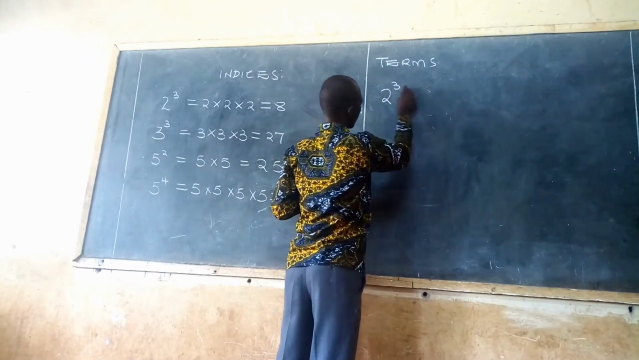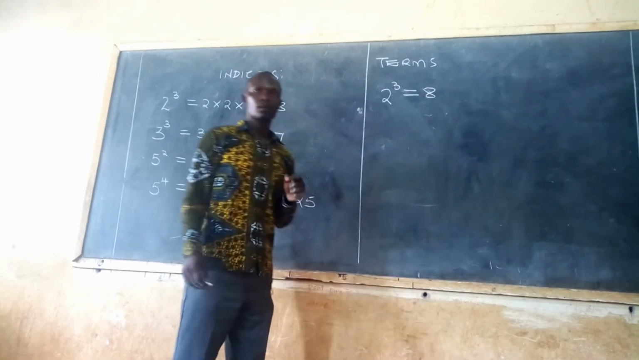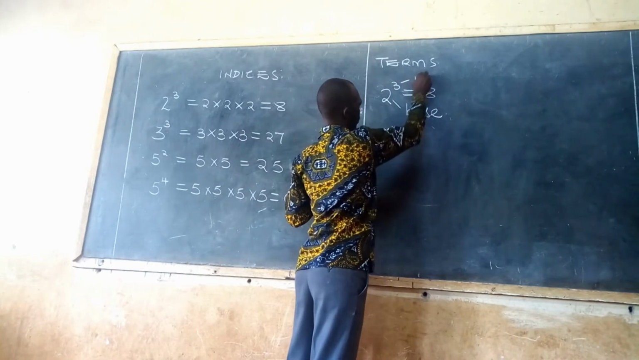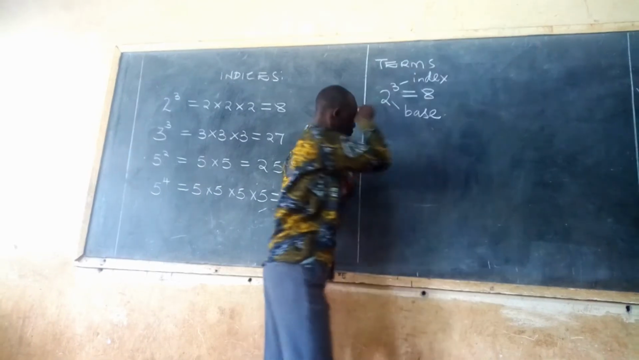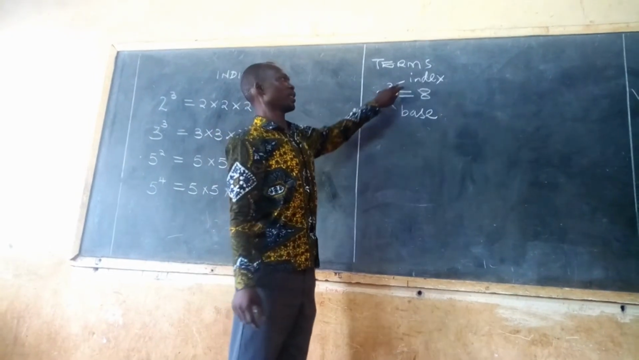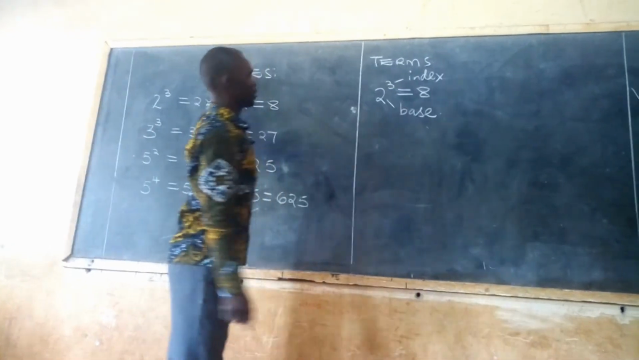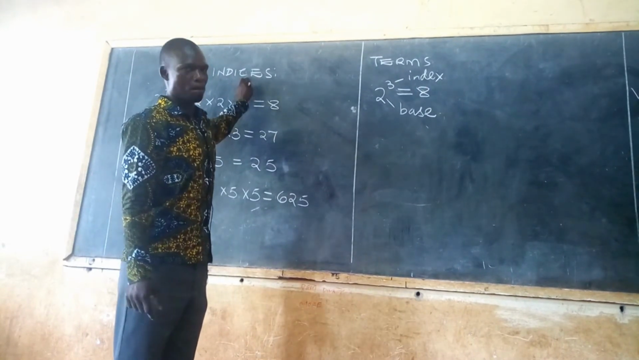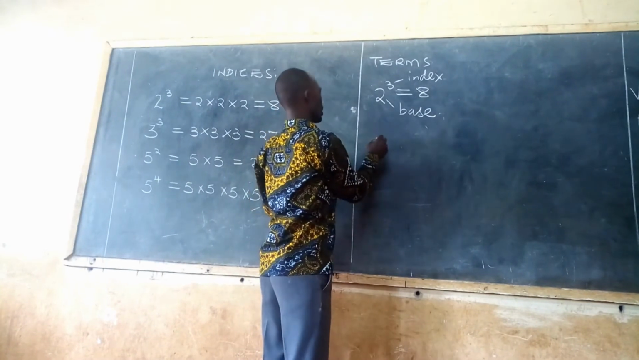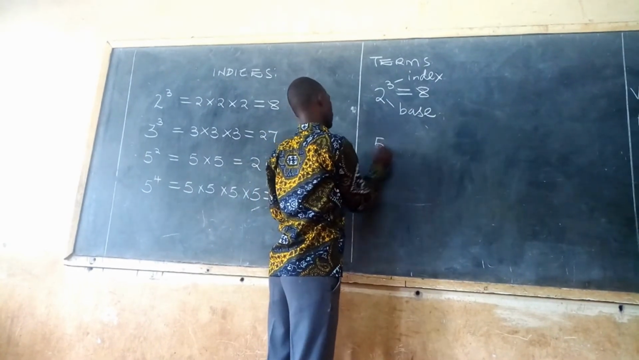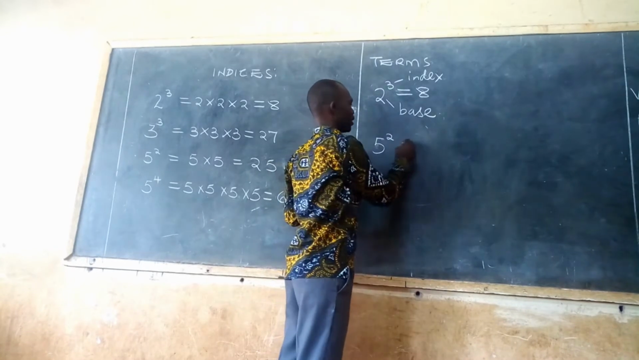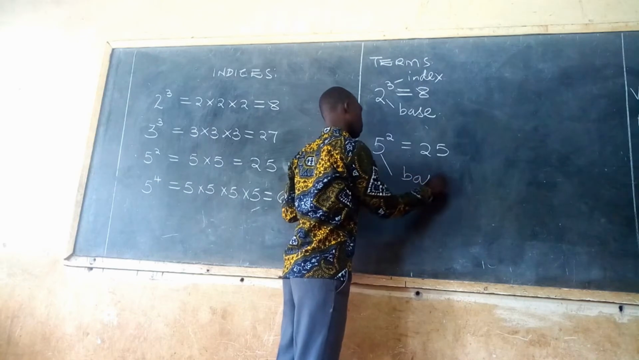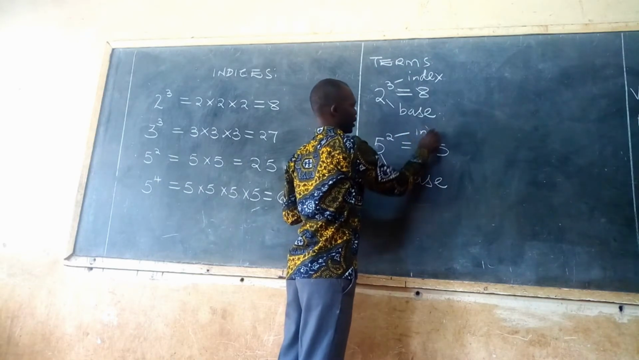If 2 to the power 3 equals 8, 2 is known as the base, 3 is known as the index. When you have more than one index, you end up with indices. In other words, indices is the plural of index. When we have 5 squared equals 25, 5 will be the base, 2 will be the index.